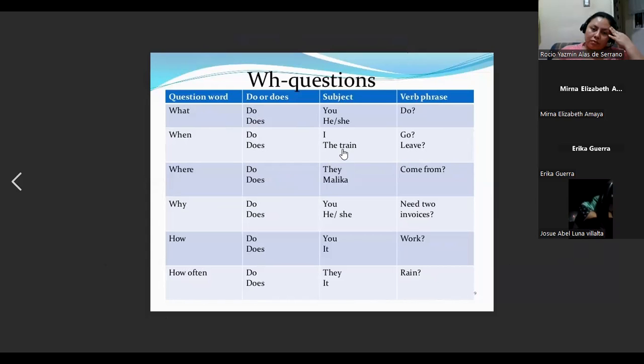Ok, luego tenemos do and does. You, he, she. Luego tenemos el verbo, ¿verdad? Que está diciendo. What do you do? Es lo que ahorita estaba preguntando Mirna. Luego tenemos when. Do, does in the train believe. Ok.